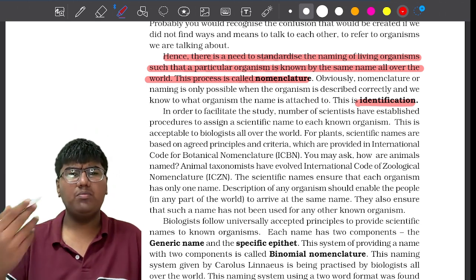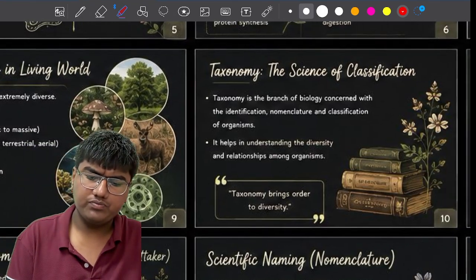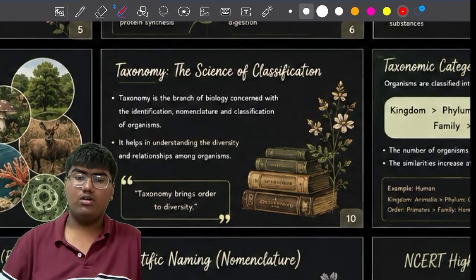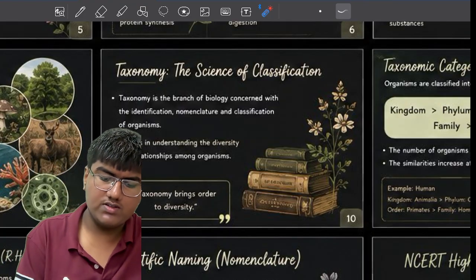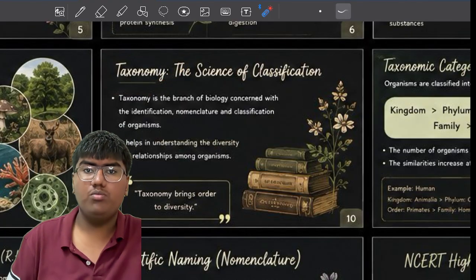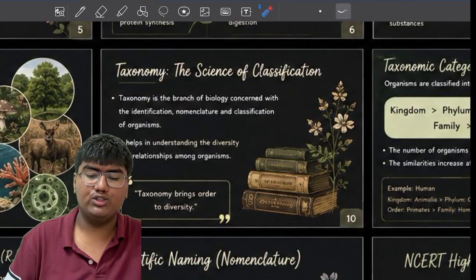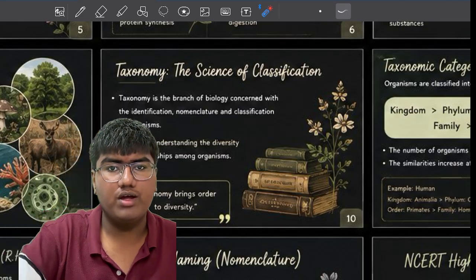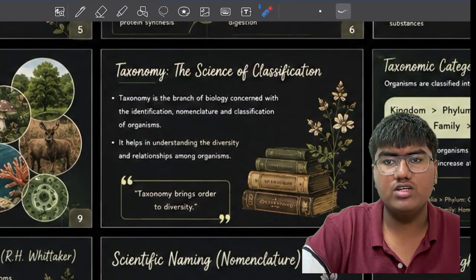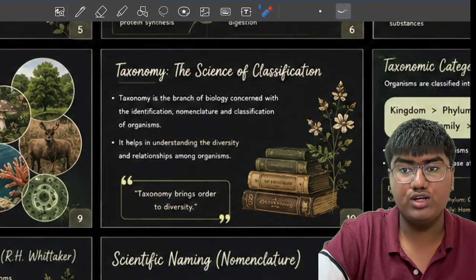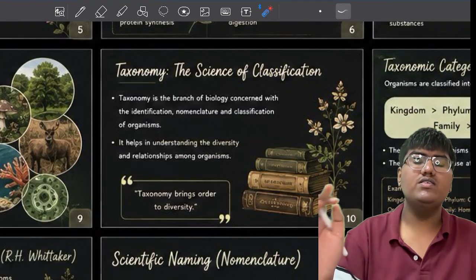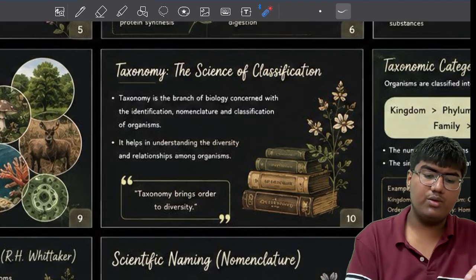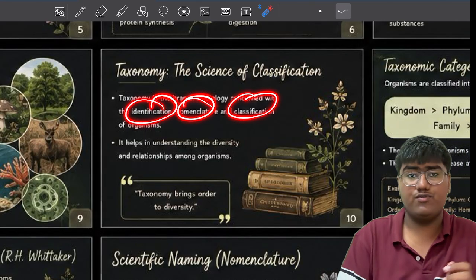So there are many ways in which many scientists have given their verdict on taxonomy. Let's find out. So this is nothing but taxonomy, which is the science of classification. So let's start with this now. Taxonomy is a branch of biology concerned with identification, nomenclature, and classification also. So what is taxonomy? It is nothing but a branch of biology which is concerned with identification, nomenclature, and classification.